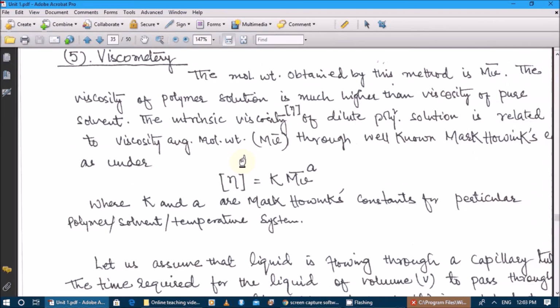Now the fifth technique for the measurement of the molecular weight is viscometry. The molecular weight obtained by this method is the viscosity average molecular weight rather than the number average. All the earlier techniques were related with the determination of the number average molecular weight, but this viscometry is related with the determination of the viscosity average molecular weight, Mv bar. This point you have to keep in mind.